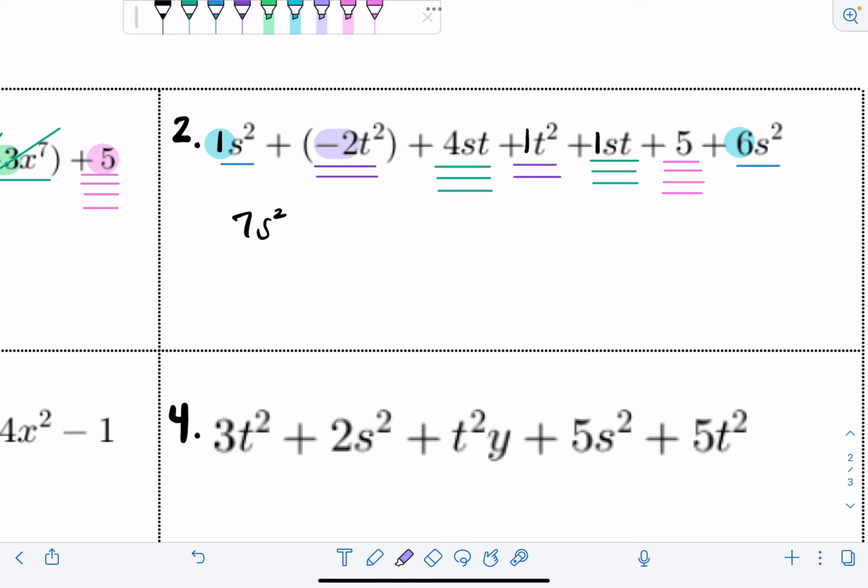Negative 2 plus 1 is negative 1 t squared, but we wouldn't write the negative 1, we would just write it as negative t squared. So negative 2 plus 1 is negative 1, negative 1 t squared is written like this. And then I have 4st plus 1st, so together that would be plus 5st. And then I just can't forget about my constant term at the end of 5, so I would do plus 5.